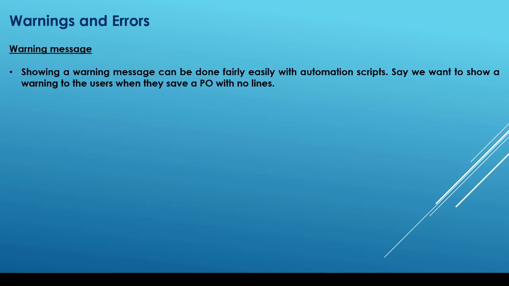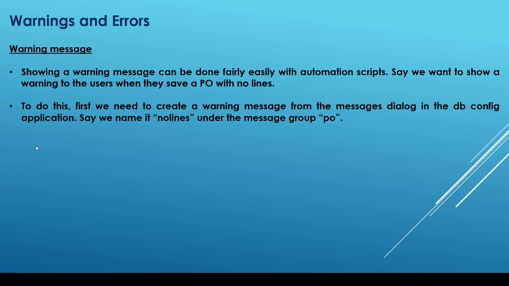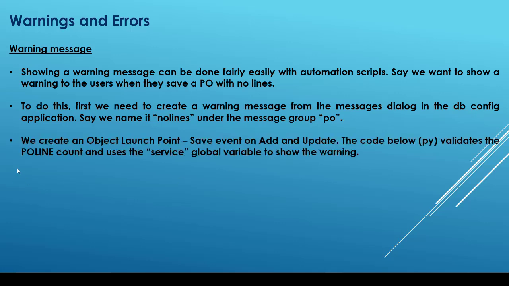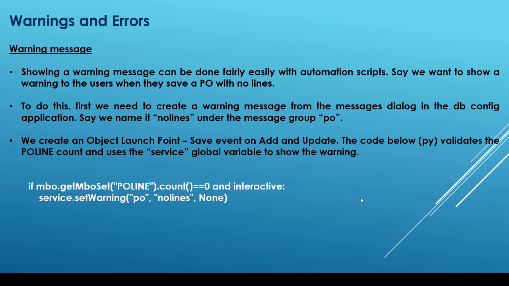Showing a warning message can be done fairly easily without an automation script. Say you want to show a warning to the user when they save a PO with no lines. To do this, first we need to create a warning message from the Message dialog in the Database Configuration application. Say we name it no lines under message group PO. We create an object launch point on the save event, adding and updating. The code we will see below.